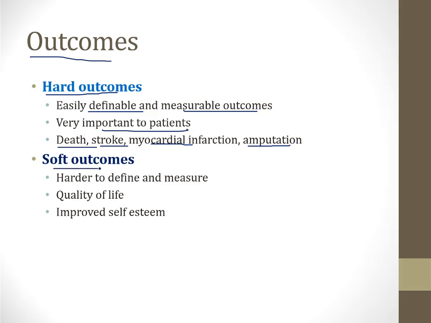Soft outcomes, in contrast, are harder to define and measure. These are things like quality of life or improved self-esteem. They may be important to patients, but it's less clear what an improvement in quality of life means, whereas it's very clear what a reduction in the death rate means.